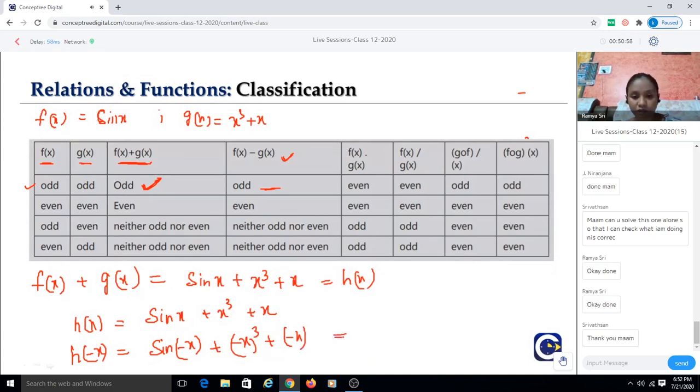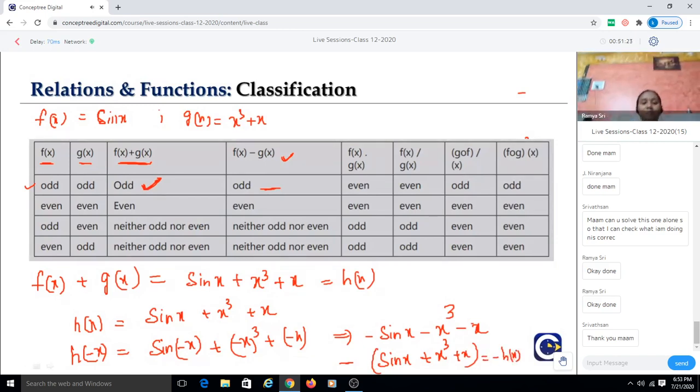So if we simplify this, sin of minus x is nothing but minus sin x, and minus x whole cube will be minus x cube, and here minus x. So from here we can pull out minus common and it will be equal to minus of sin x plus x cube plus x, which is nothing but minus h of x.